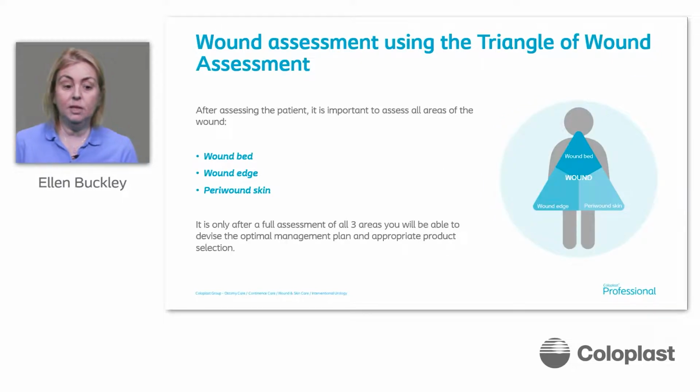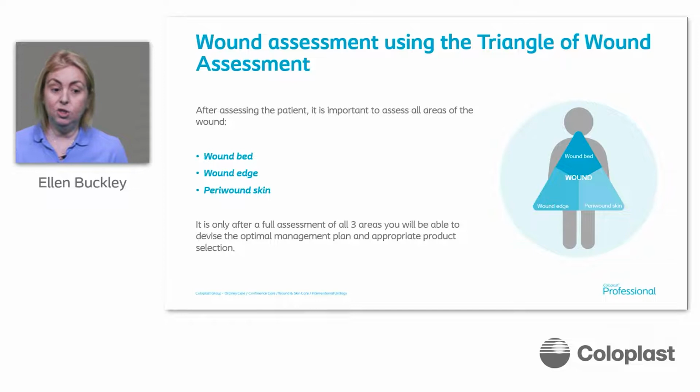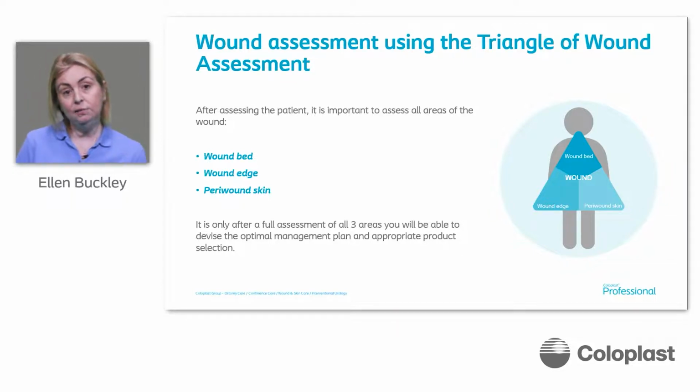And the Triangle of Wound Assessment, as we spoke about earlier, helps us to do that. We've done our holistic assessment. We've looked at the 3 different areas of the wound: the wound bed, the wound edge and the peri-wound skin. And hopefully we've come up with management aims based on what we've seen in those 3 distinct areas.